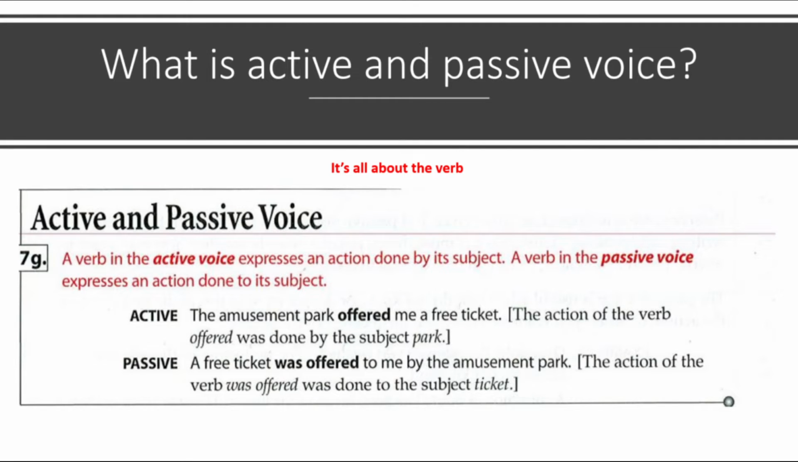So as an example, in the active voice, you hear, "The amusement park offered me a ticket." Notice that the amusement park is the thing doing the action. It is offering a ticket. In the passive voice, now that ticket that can't do the action is in the subject position of the sentence. A free ticket was offered to me by the amusement park. So the thing that can't do the action is in the subject, and the thing that is doing the action is now in this prepositional phrase at the end of the sentence.